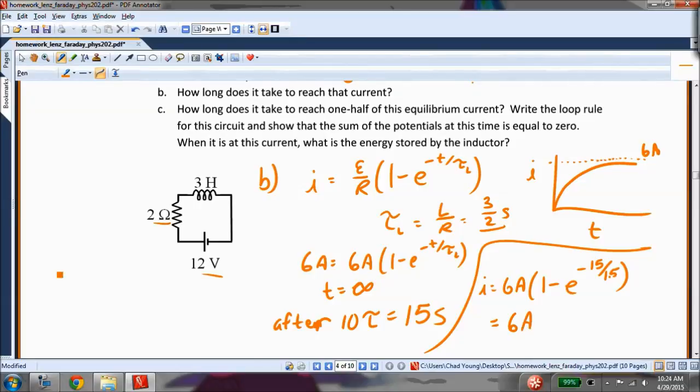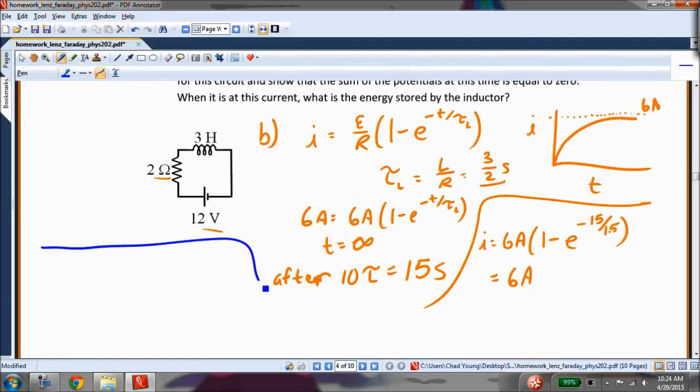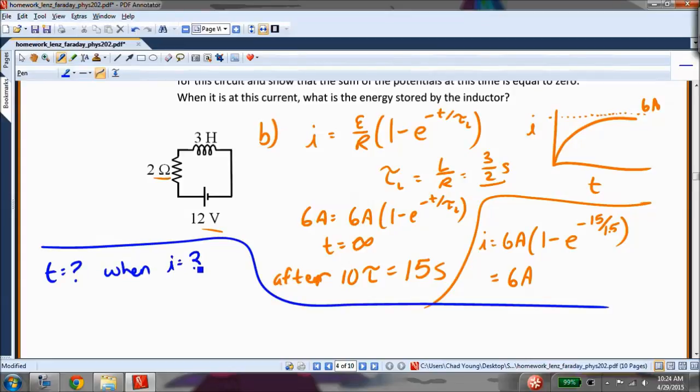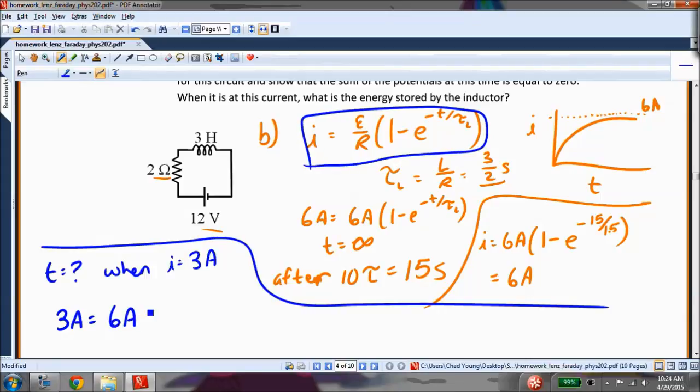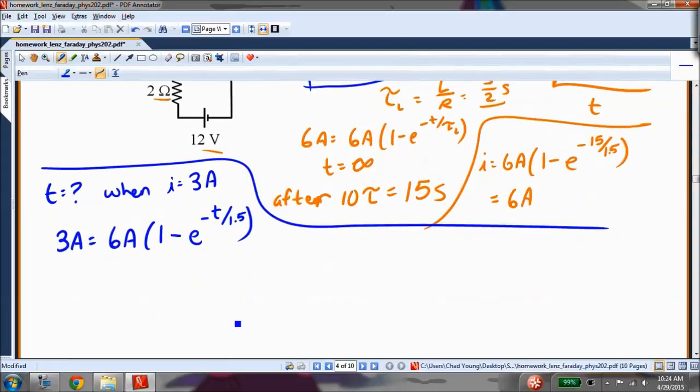All right, C, I want to know now how long does it take to reach 1/2 of this equilibrium current? So I'm looking for what t is equal to when I equals 3 amps, because the maximum current is 6 amps. What does it equal when it's equal to 3 amps? Just looking at this expression right here, which you have on your equation sheet. 3 amps equals 6 amps times 1 minus e to the minus t over 1.5. You'll need to make sure that you can do this in your calculator.